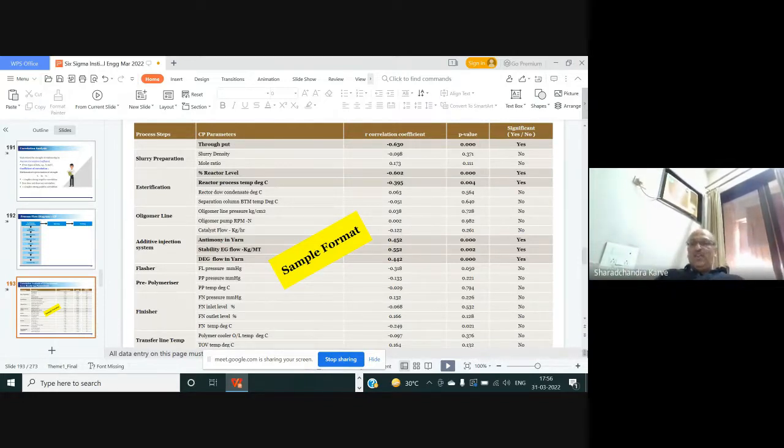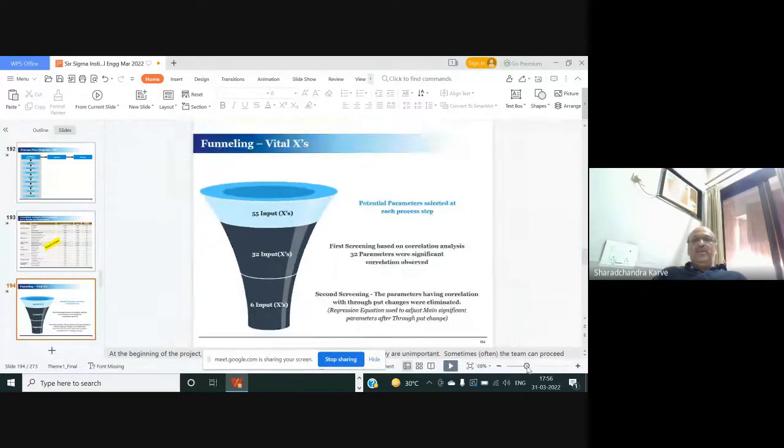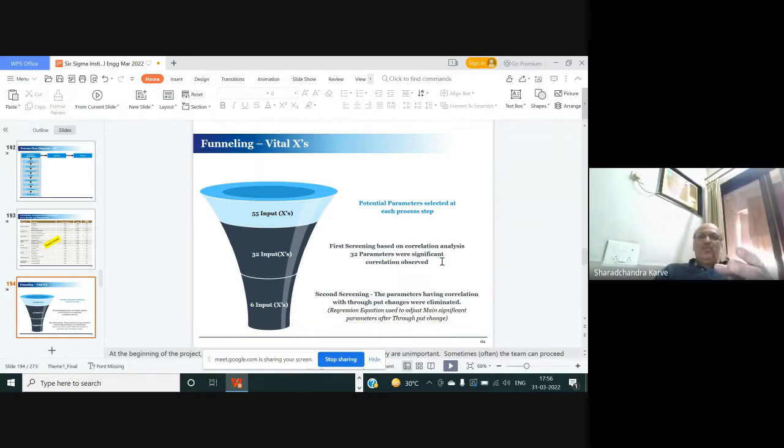And once you understand those parameters, you can simply go and choose them. Like what we have done, there were 55 parameters, out of which 32 were shortlisted. And now it may also happen that those X's are interrelated to each other. Like the first X was throughput. If I increase my throughput, naturally the temperature is also going to increase, and so on. So those interrelated parameters were removed, and we have identified only 6 parameters which are very important. And once we adjust those 6 parameters, your process will improve. That is how it has to be done.